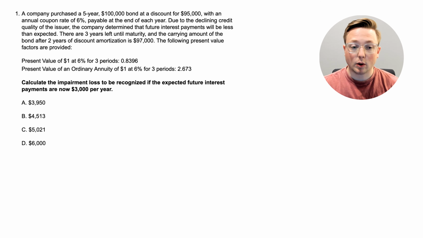Due to the declining credit quality of the issuer, the company determined that future interest payments will be less than expected. There are 3 years left until maturity, and the carrying amount of the bond after 2 years of discount amortization is $97,000. The following present value factors are provided. So we have a present value of $1 at 6% for 3 periods of 0.8396, and we have a present value of an ordinary annuity of $1 at 6% for 3 periods of 2.673. So again, with all that, we have to calculate the impairment loss, also knowing that the future interest payments for the remaining 3 years are going to be $3,000 a year.